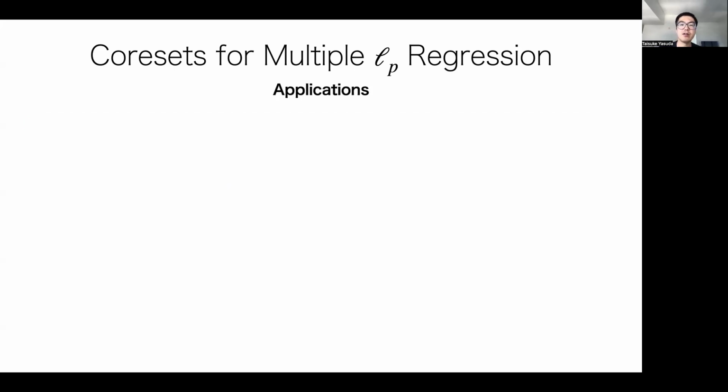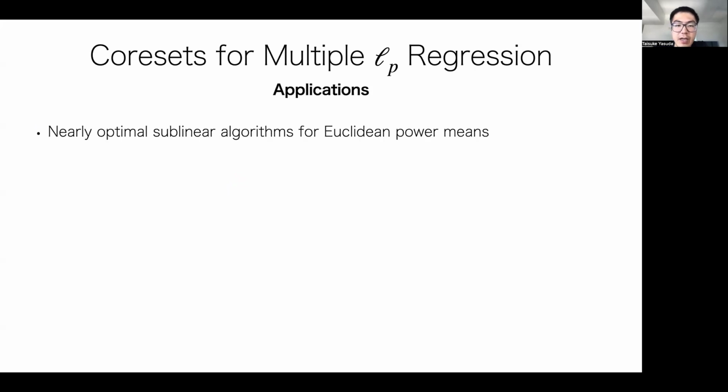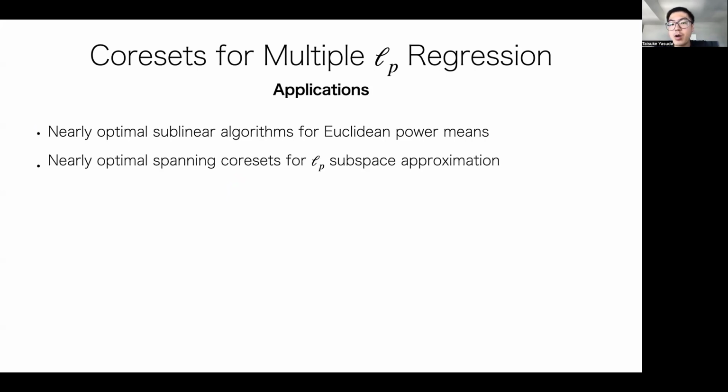So as a result of our results on multiple LP regression, we give two applications. The first application is going to be for a problem called Euclidean power means, and the second application for a problem called LP subspace approximation.